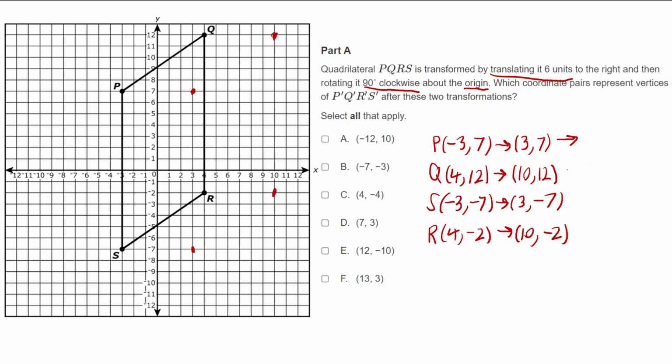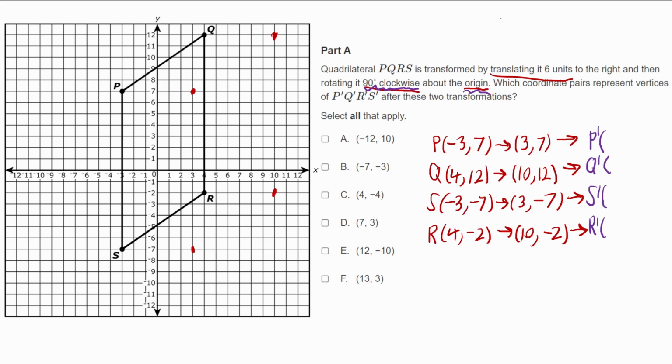We still have to do something to these points. And that's going to give us our prime notation. Let me change colors for this next part. Our next part says we're going to rotate, right? And that's going to give me P prime, Q prime. Oh, I almost wrote R again. S prime, R prime. Right? So we need to apply our rotation rule. And our rotation is 90 degrees clockwise around the origin.